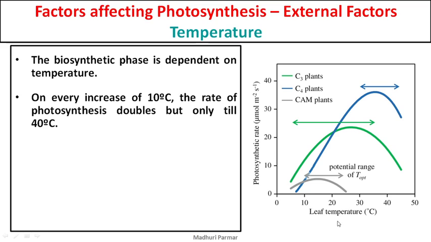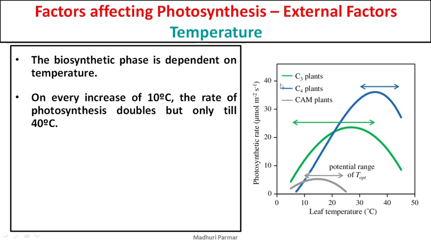Right? Let us see here. On the x-axis is your leaf temperature in the diagram given in degrees Celsius, starting from 0 till 50 degrees. On the y-axis, you have photosynthesis rate, the rate of photosynthesis.